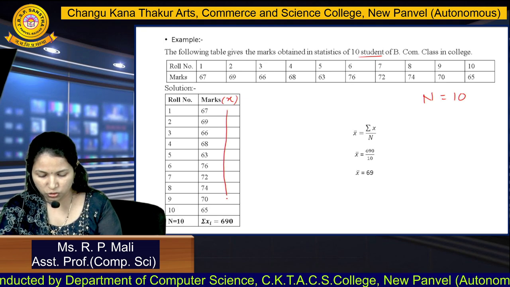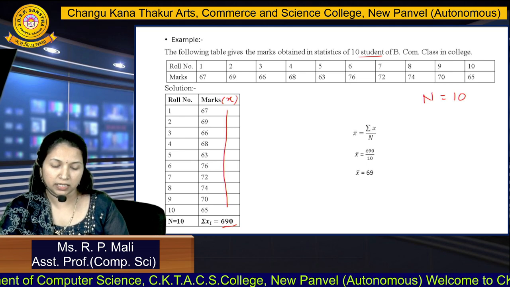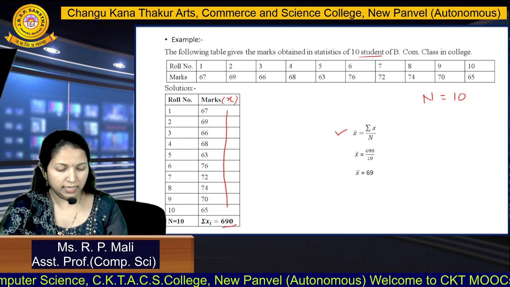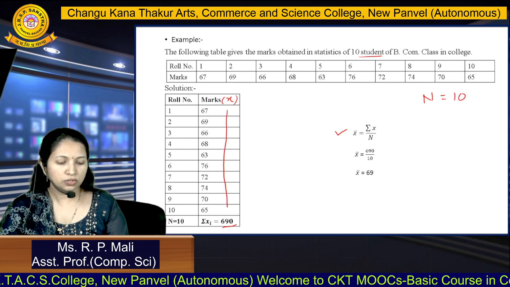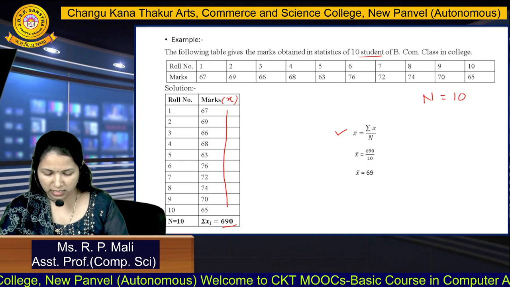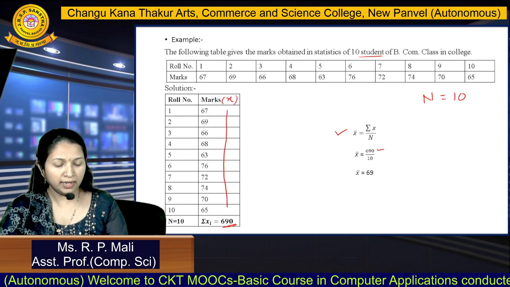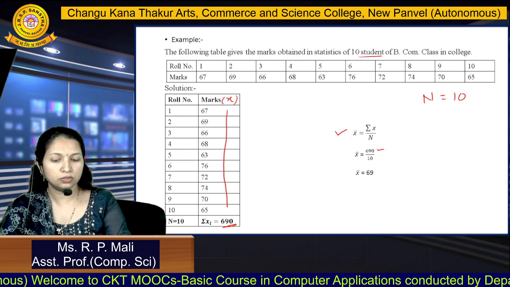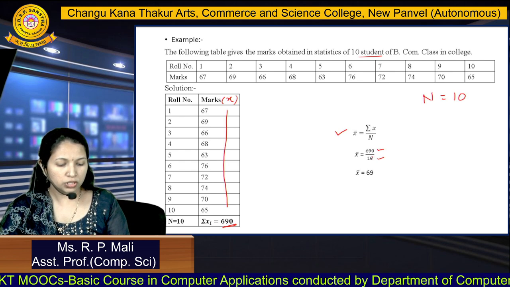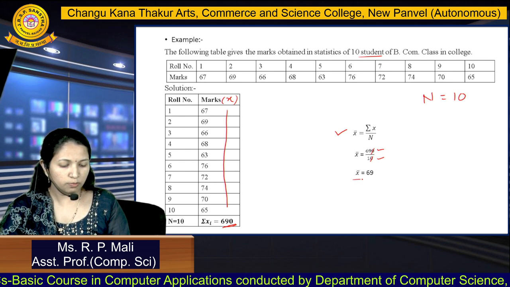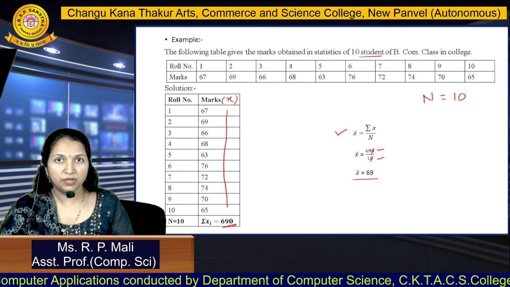So we are going to find what? The summation of this column. So the summation of this column is what? 690. So first we are going to write our formula, that is what? x bar is equal to summation x divided by n. So x bar is equal to, what is the summation of x? It is 690. So we are going to write 690 first. And what do you mean by n? It is the total number of observations. The data is available for 10 students, so we are going to write 10. So the 0s will get cancelled. So your x bar is equal to what? 69. This is an example for an individual series.